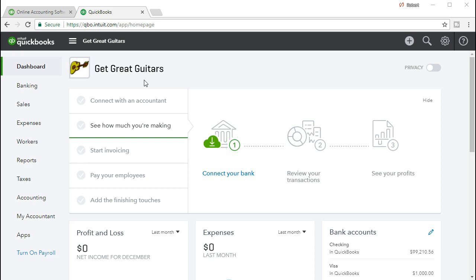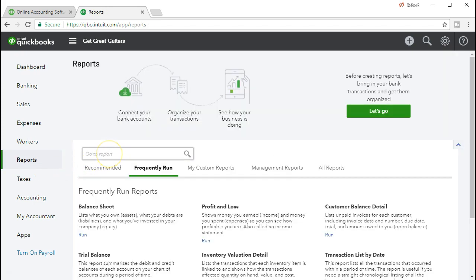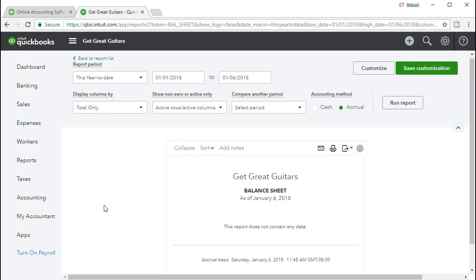So let's go to the balance sheet first. So we're going to go to the left side over here, looking at the reports, and the main reports will be our financial statement reports first off. That's going to start with the balance sheet. So we're going to select the balance sheet.